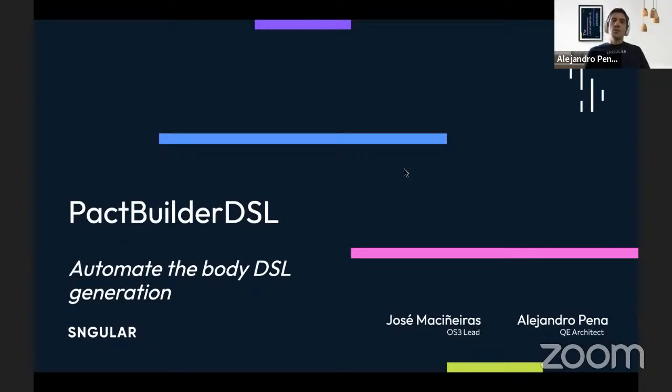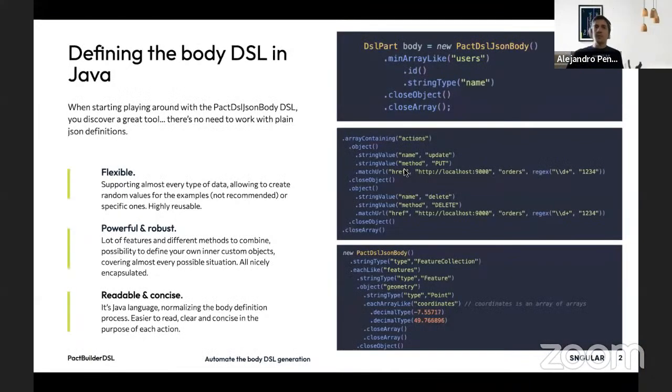So when you first start working with the Pact Java DSL, and more specifically with the Pact DSL JSON body object, you quickly realize that it's super useful, right? This tool offers flexibility, allowing you to handle a wide range of scenarios according to your needs. As it is object-oriented, it makes it easy to reuse definitions, making it powerful and robust. You also have the freedom to customize your body definitions in a lot of ways, all while encapsulating them to minimize the chances of misconfigurations.